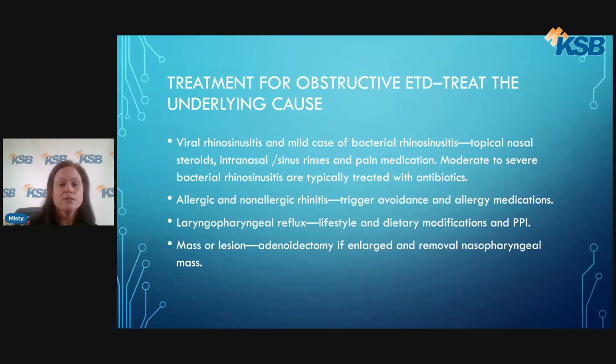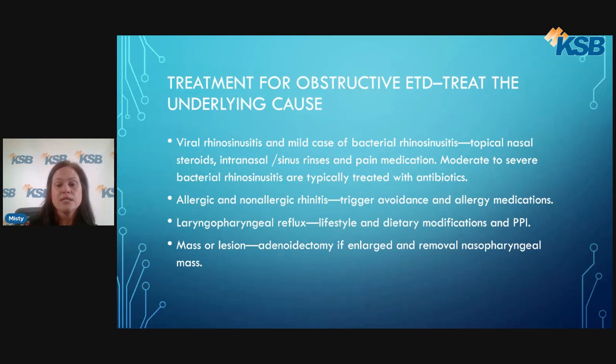With viral or bacterial rhinosinusitis, we would use topical nasal steroids such as Flonase, intranasal or sinus rinses, and pain medication. Moderate to severe bacterial rhinosinusitis is typically treated with antibiotics. Once we can clear up that virus or bacterial infection, a lot of times the Eustachian tube dysfunction will resolve. For allergic and non-allergic rhinitis, it would be trigger avoidance and allergy medications.